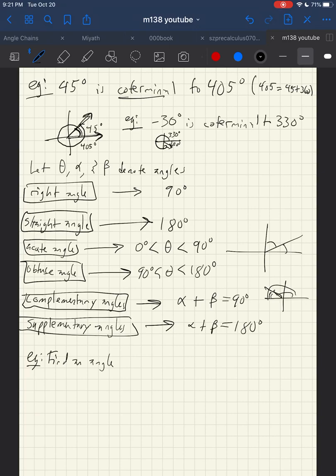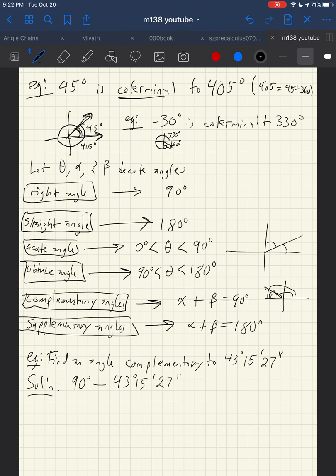Find an angle complementary to 43 degrees, 15 minutes, and 27 seconds. So what do we do? Well, solution. We want to take 90 degrees minus 43 degrees, 15 minutes, and 27 seconds. And this is going to be, let's go through it. So I've got 0 seconds and I need to subtract 27. So I'm going to do the borrowing and carrying. I've got 89 degrees, 59 minutes and 60 seconds. I'm going to subtract 43 degrees, 15 minutes, and 27 seconds.